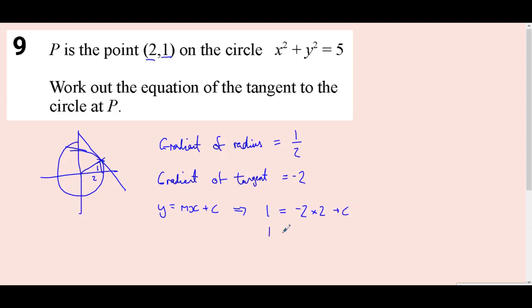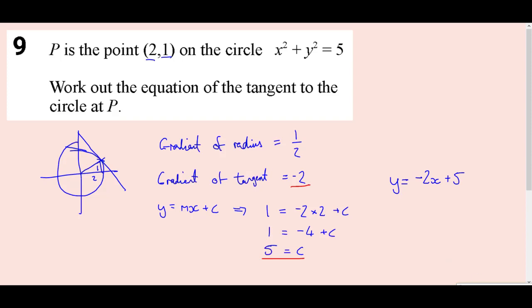So 1 equals -4 plus c. If we add 4 to each side, we get 5 equals c. So we've now got 5 equals c is our y-intercept. Our gradient of the tangent is -2. So the equation of the tangent will be y equals -2x add 5. It would also be okay to write that as y equals 5 minus 2x.